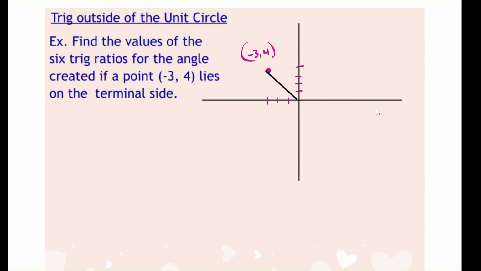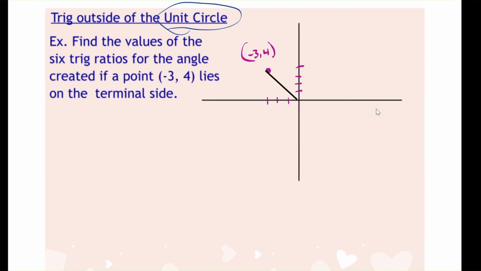So as we know, in order to find the trig ratios, we're going to find our right triangle. And again, it's called outside of the unit circle because the unit circle is just 1 unit long. The radius is 1 unit long. That's how big it is. So for these problems, we're going to be traveling outside the confines of the unit circle. But I can still use right triangular trigonometry.